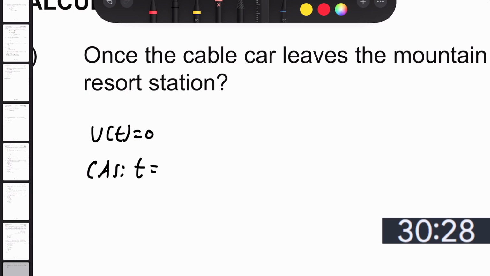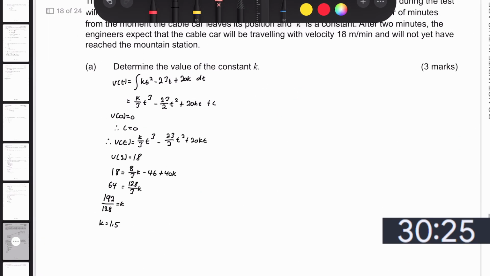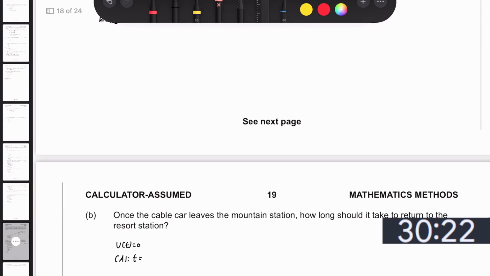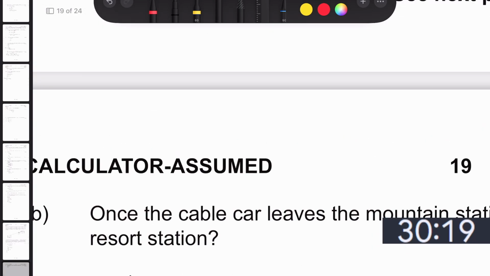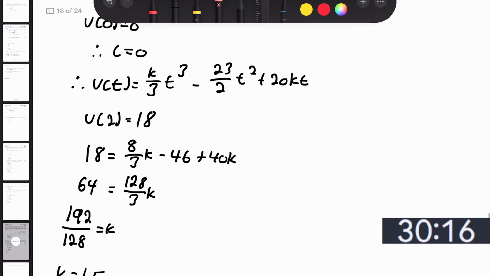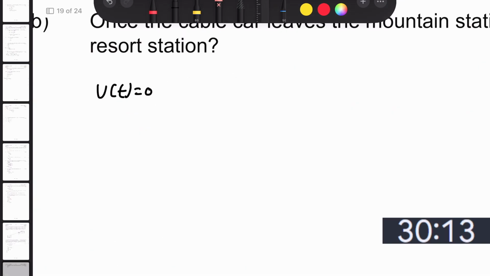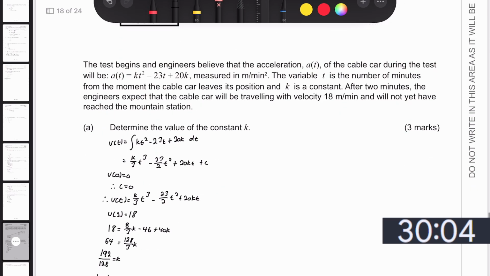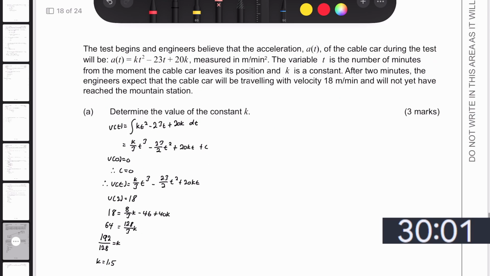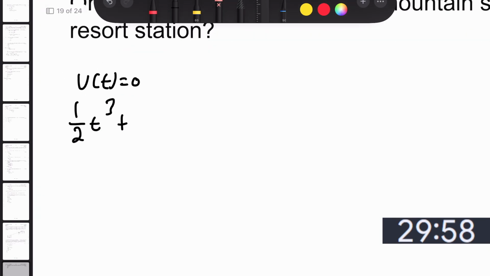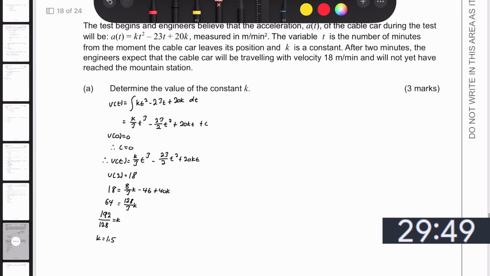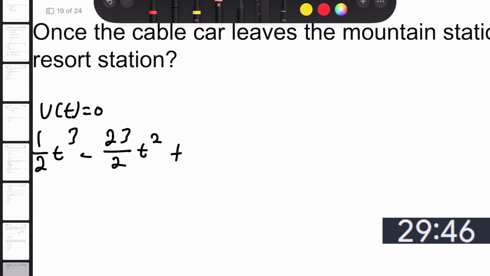Cas t is equal to... wait, hold on. Since we found a new k, let's put these in. So k on 3 is going to be a half, because 3 on 2 divided by 3 is 1 over 2, so a half of t to the power of 3 plus 23 on... oh wait, no, that didn't change, so minus 23 on 2 t squared plus a half of 20, so it's going to be plus 30.